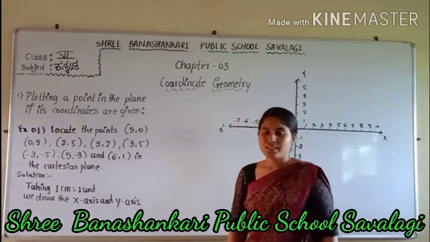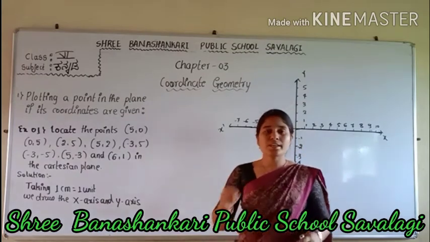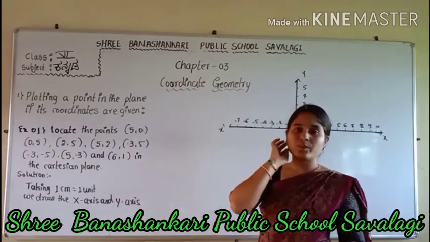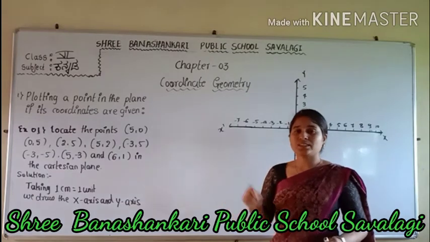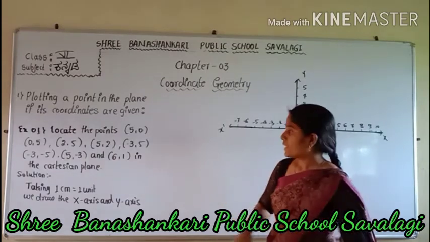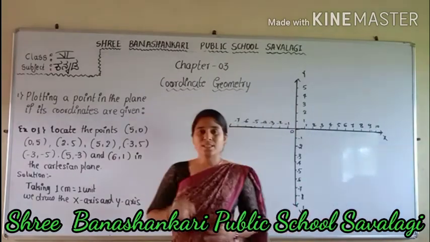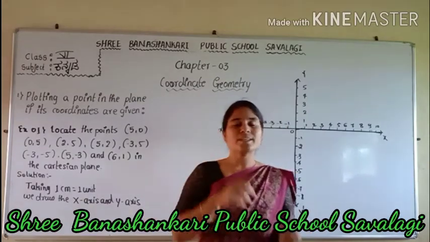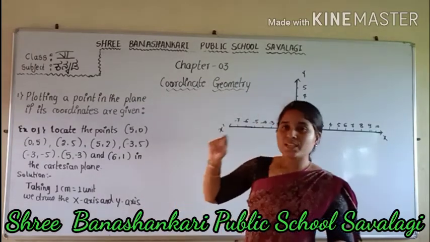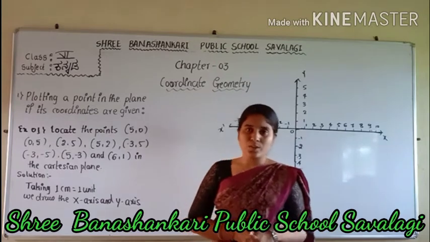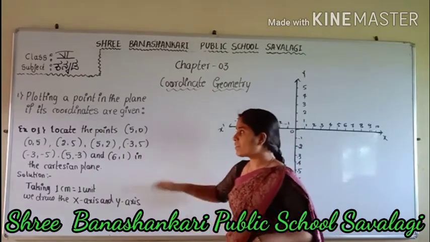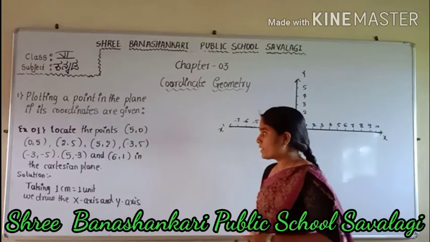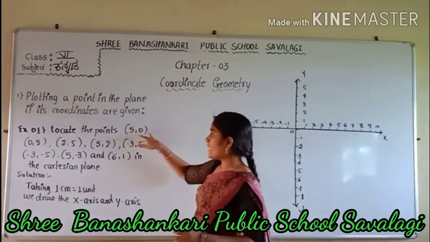Coordinates are given. Here, if the coordinates of any point are given, then how can we plot that point in the Cartesian plane? Here we have to study how to plot the position when some points' coordinates are given. Here we have an example.